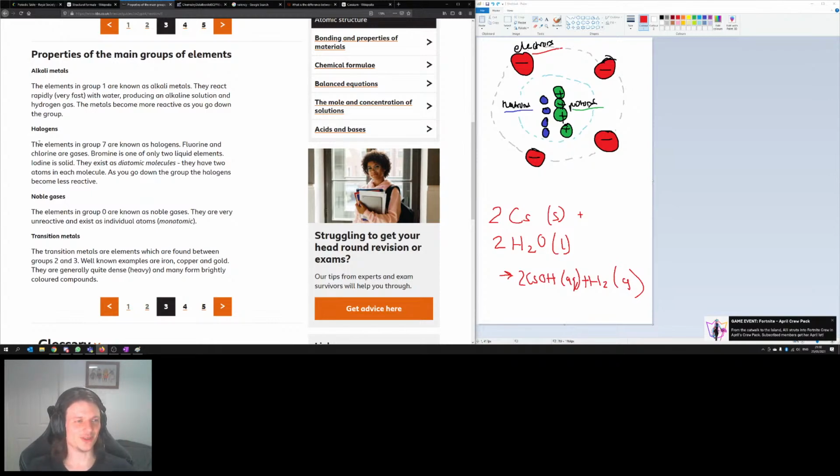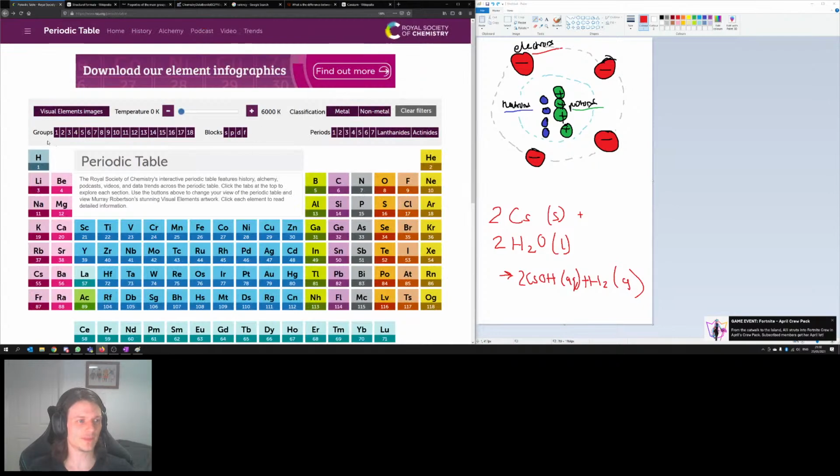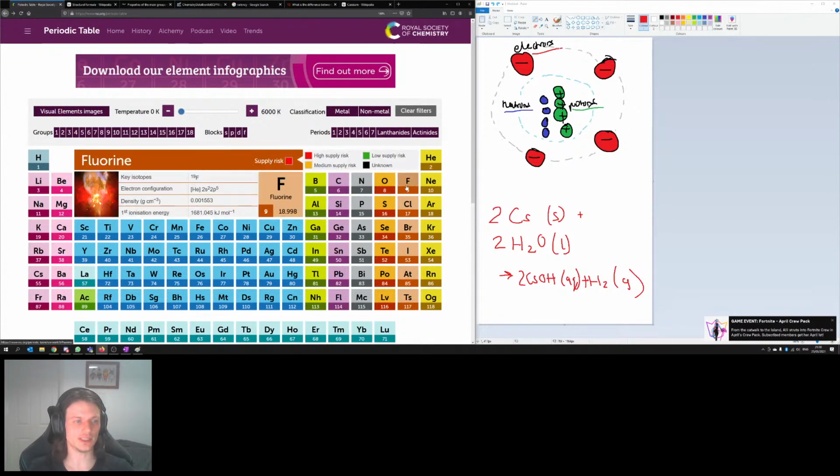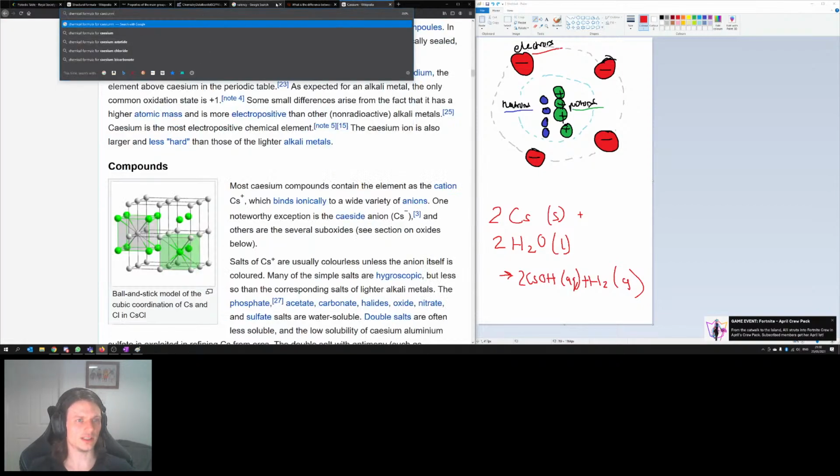Let's read that again. I'm so annoyed that I muted myself. The elements in group 7 are known as halogens. So let's go and have a look at that. Here's 1, 2, 3, 4, 5, 6, 7. Here they are: fluorine, chlorine, bromine.